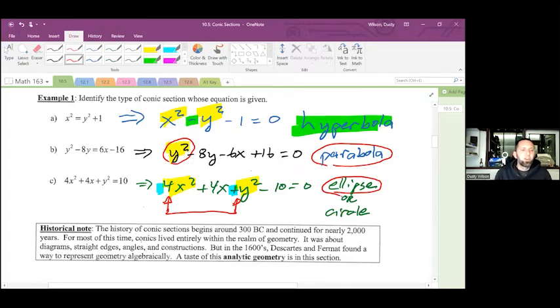Historical note. The history of conic sections begins around 300 BC and continued for nearly 2,000 years. For most of this time, conics lived entirely within the realm of geometry. It was about pictures. It was about diagrams, straight edges, angles, and constructions. But in the 1600s, Descartes and Fermat found a way of representing geometry algebraically. A taste of this analytic geometry is in this section.